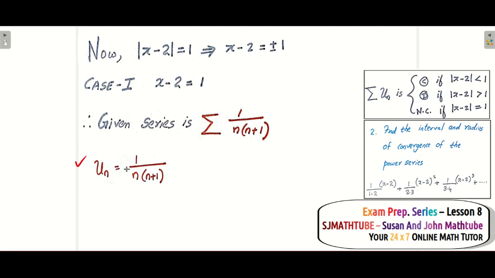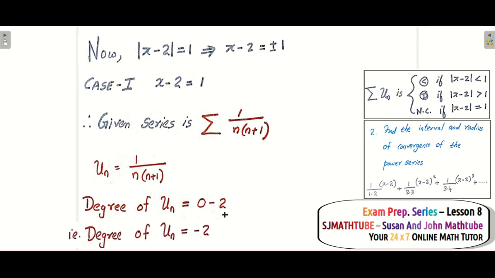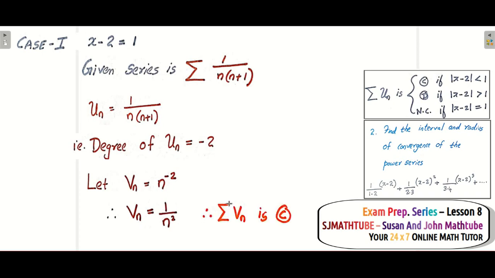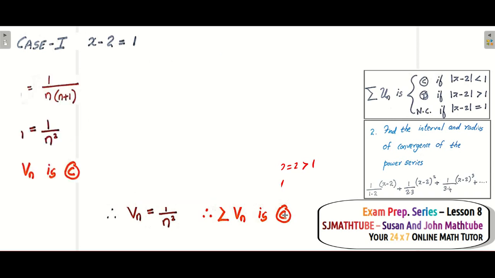So we have un, we can find the degree of numerator. There is no n in the numerator, so the power is 0, and the highest power in the denominator is 2, so the degree is minus 2. Now we have to create a new series with the help of this degree, and that will be Vn equal to n to the power of this degree, and that is 1 by n square. And of course sigma 1 by n square is a p series with p equal to 2, and 2 is greater than 1, hence it is convergent.